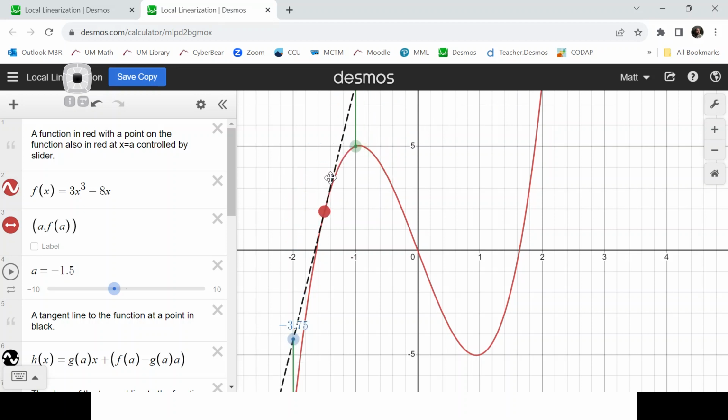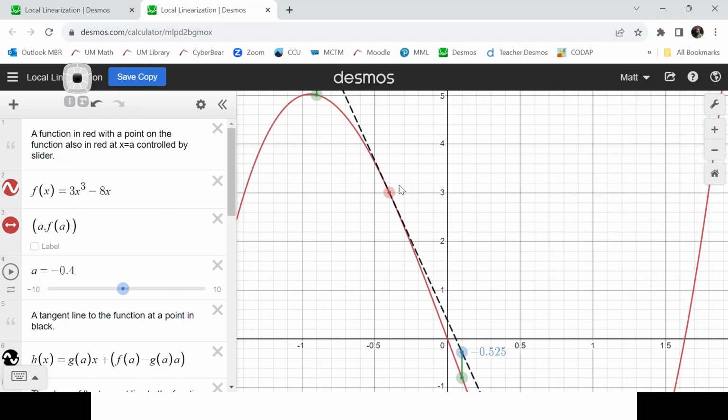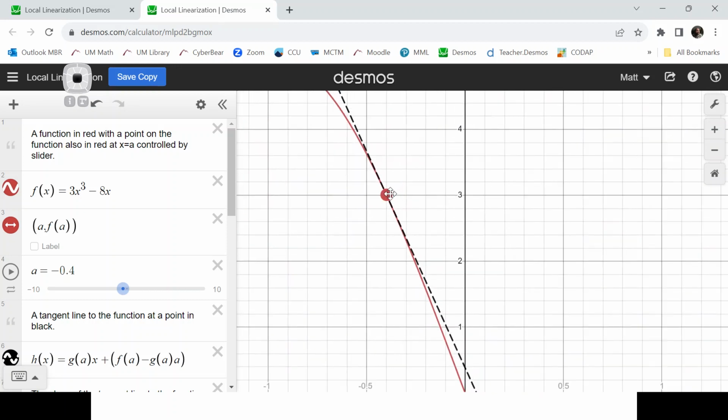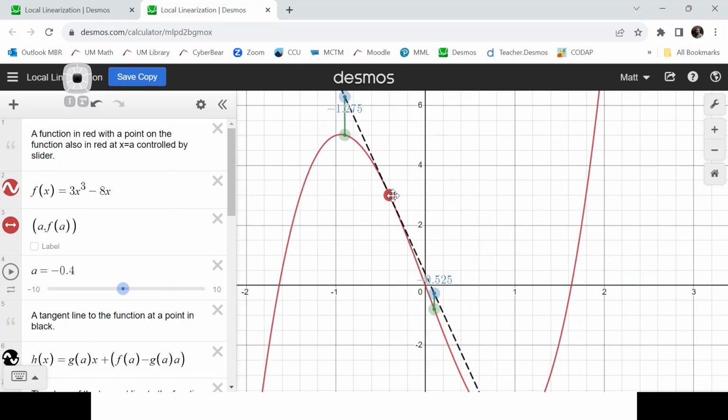When I get really close to that point, the line behaves very much like the function, and it's very close to the red line. But the further and further I get away from the point where the local linearization is exactly the value of the function, the bigger and bigger the error is. And that's what these two things are supposed to be showing you.